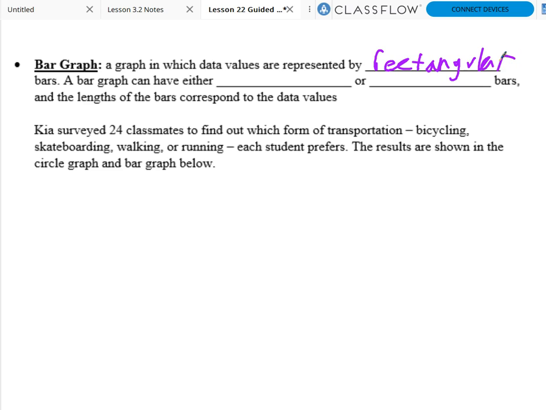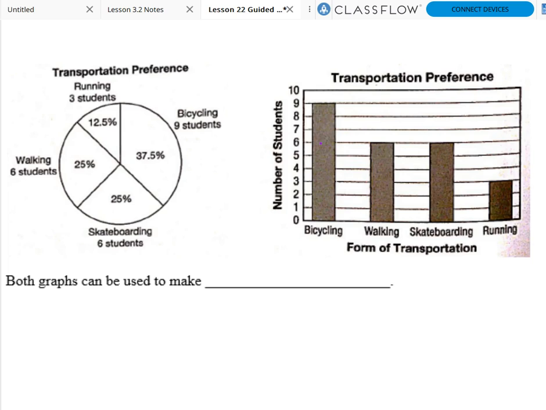For a bar graph, a graph in which data values are represented by rectangular bars. A bar graph can either be written vertically or it can be written horizontally. Okay. So if we look here, here's a couple of examples. So this is an example of a circle graph, and this is an example of a bar graph.